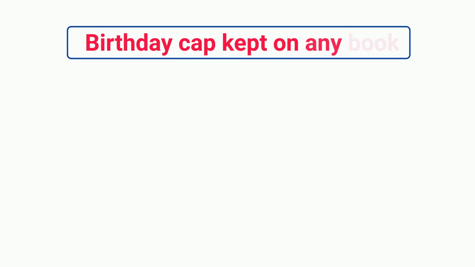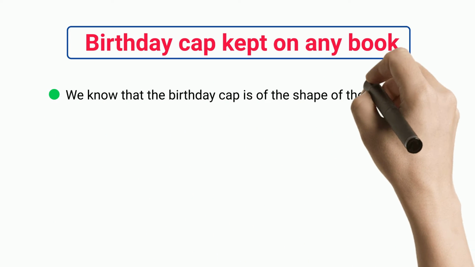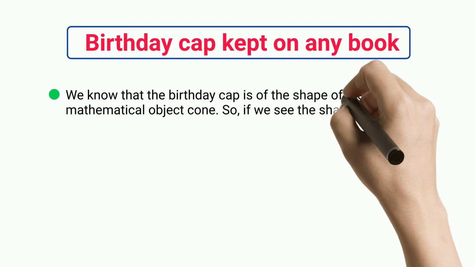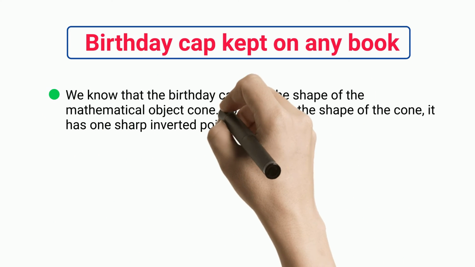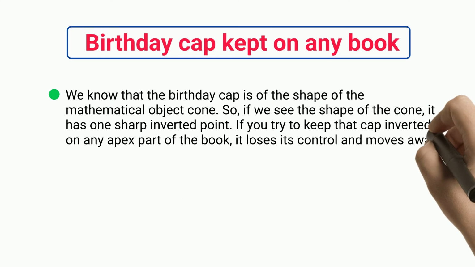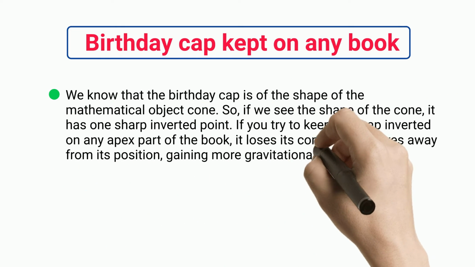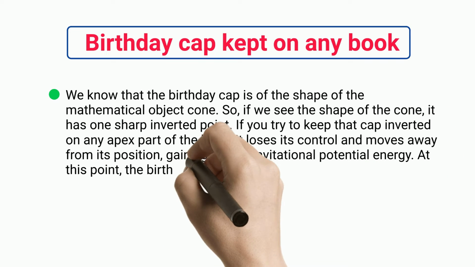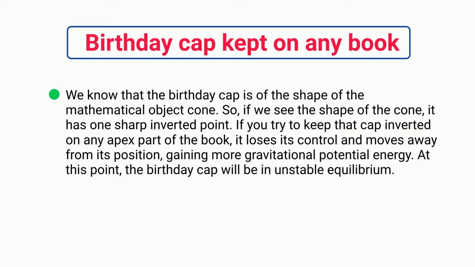Birthday cap kept on any book. We know that the birthday cap is of the shape of the mathematical object cone. So, if we see the shape of the cone, it has one sharp inverted point. If you try to keep that cap inverted on any apex part of the book, it loses its control and moves away from its position, gaining more gravitational potential energy. At this point, the birthday cap will be in unstable equilibrium.